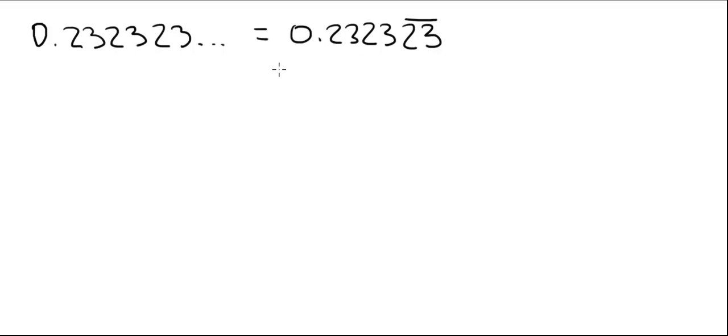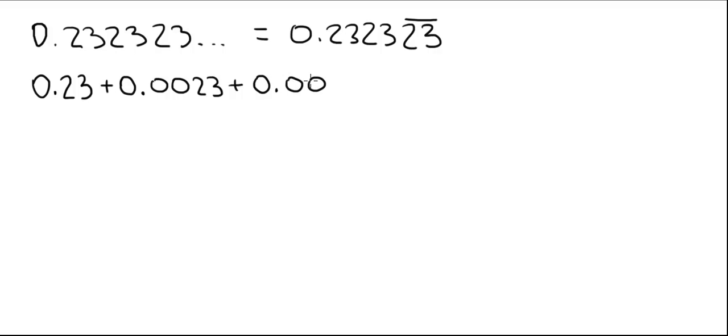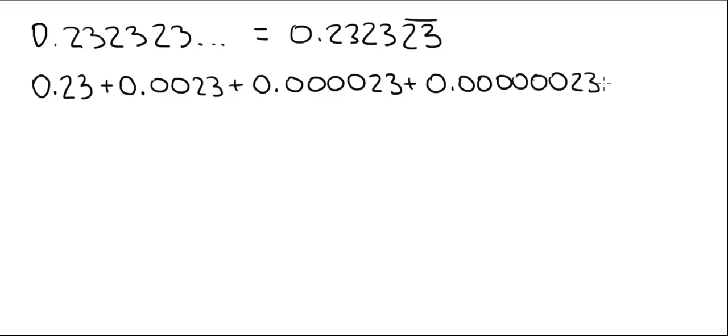Now, a repeating decimal is a geometric series, so we can write this repeating decimal as 0.23 plus 0.0023, where instead of the first 23 we put two zeros and then another 23, plus now we put 4 zeros and 23, and finally we can put 6 zeros and 23, and then this pattern is repeated every time we go to the next term. We replace the previous 23 with 2 zeros, and then follow them up with 23.